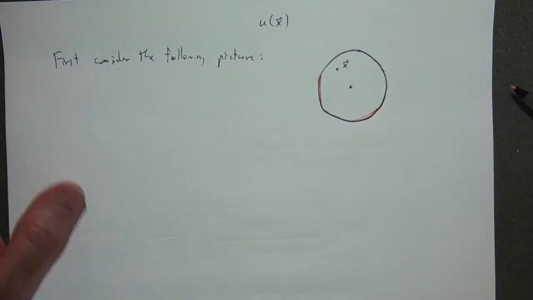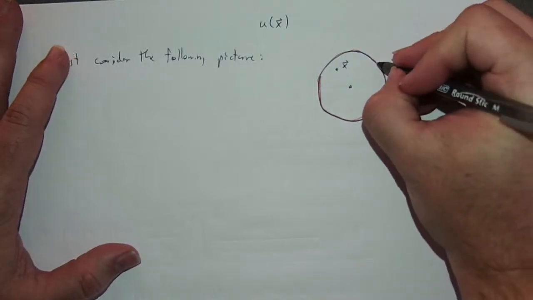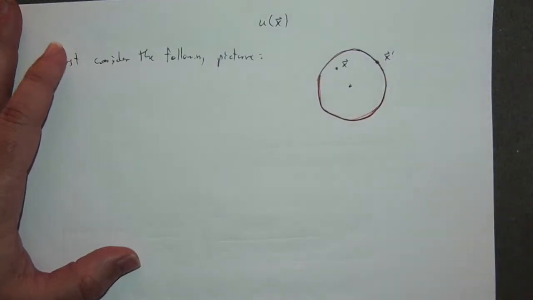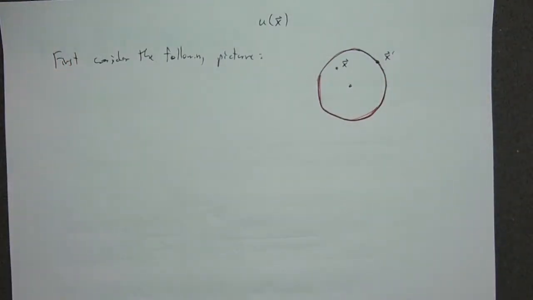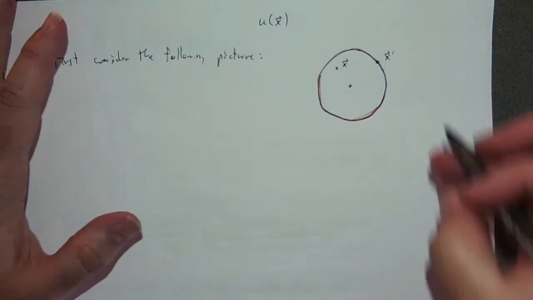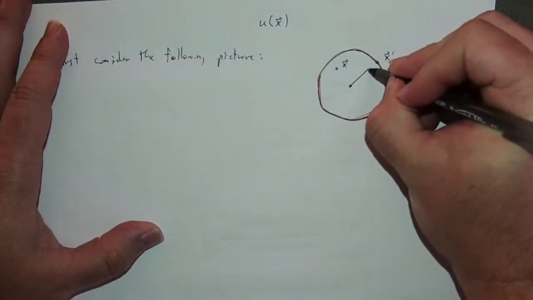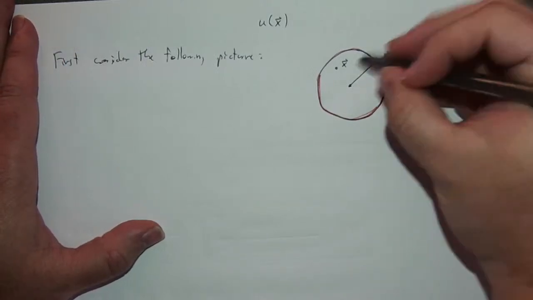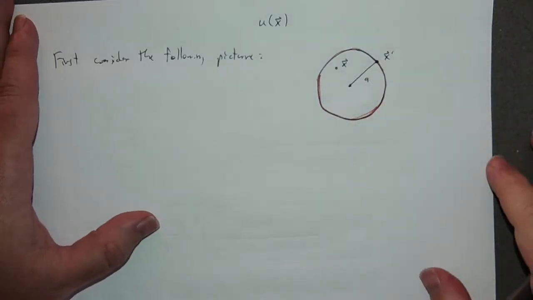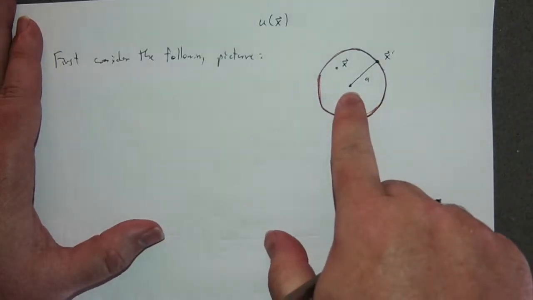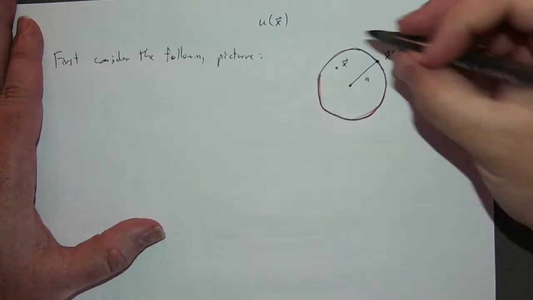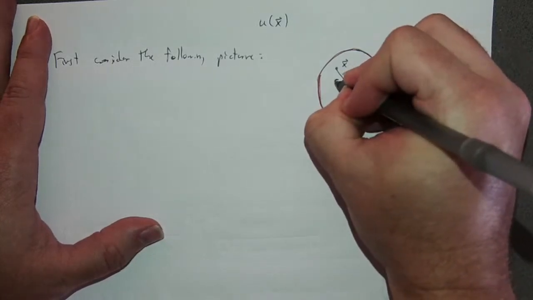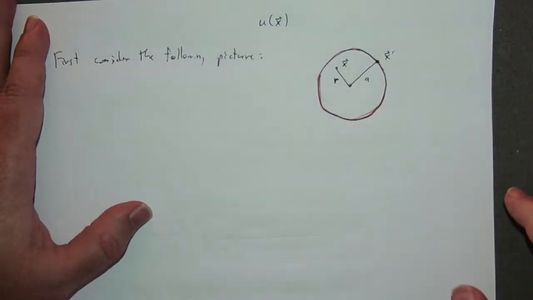Now, let's say that I pick a point, say x prime, on the boundary. I want to draw in a picture here. So first of all, the distance from my center point to the boundary point is the radius of this disk, which is a. The distance from my center point to my generic point in the disk, x, is of course r in the polar coordinates. That is literally what r is in polar coordinates.